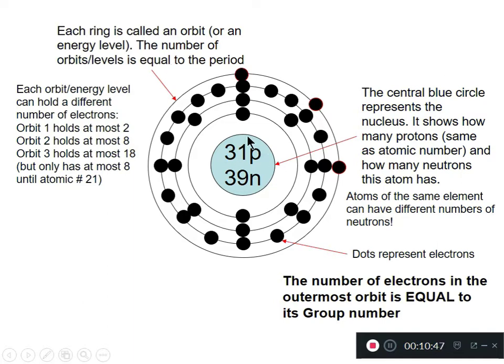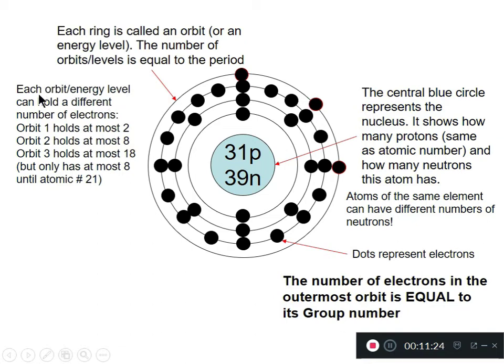The central blue circle represents the nucleus. It shows how many protons I have, and the protons have to be the same as the atomic number, and how many neutrons this atom has. But atoms of the same element can have different numbers of neutrons. This is showing me a particular one, but it could be 40, it could be 38, it could be different numbers. I did have a pattern of the relationship, but really we're not going to be able to make a whole lot of predictions about neutrons. These dots are representing electrons, and the number of electrons in the outermost orbit is equal to the group number.